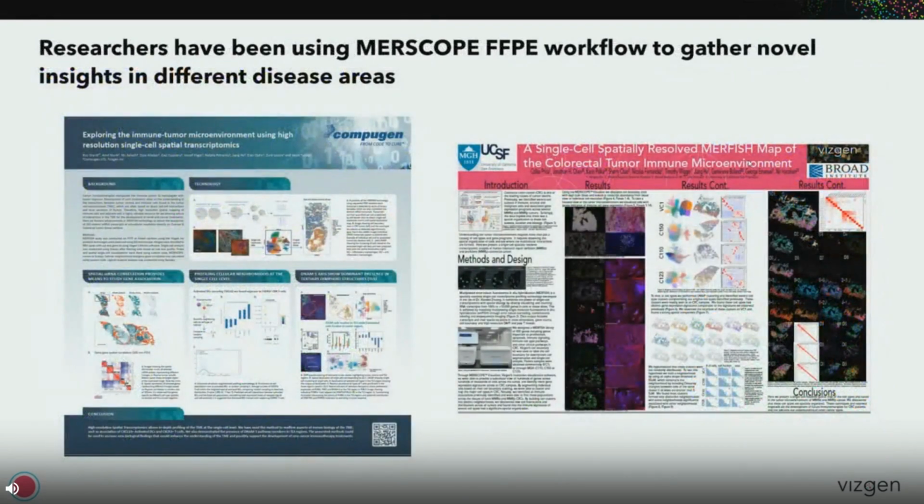And around the globe, researchers have already been adopting the MERSCOPE FFPE workflow in their research. For example, the pharmaceutical company Compugen in Israel used MERSCOPE to study the immune tumor microenvironment in colon and ovarian cancer. And at the Broad Institute, Neil Cohen's group is using this to study colon cancer as well, and these are some of the posters that they have recently been presenting.